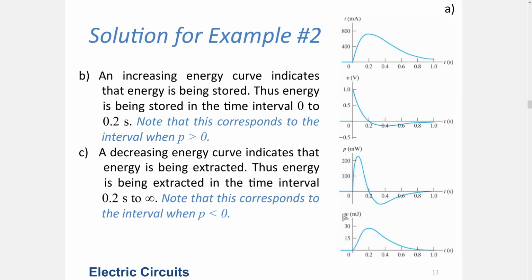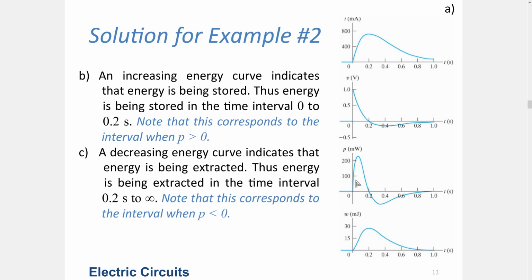But if you look at the energy waveform, which is basically the integral of the power waveform, as the energy increases, it means that we are storing energy, and it will reach some maximum value. And after that maximum value, it will be dissipated. It will get smaller and smaller, which means that up to 0.2 seconds, we will be storing energy, and after 0.2 seconds, we will be dissipating energy. It's apparent because here the voltage polarity changes, so the power polarity changes.